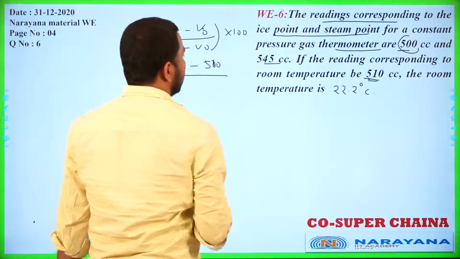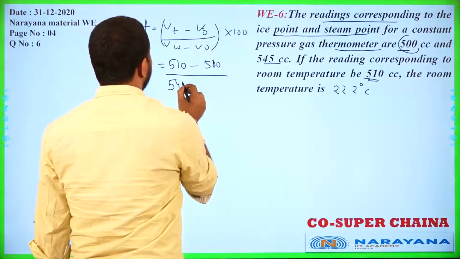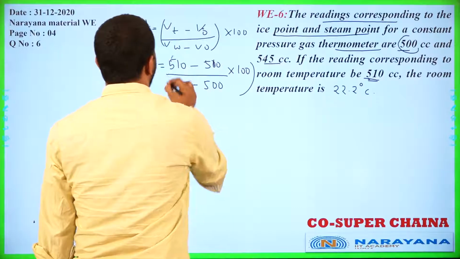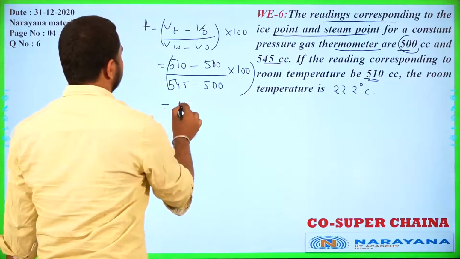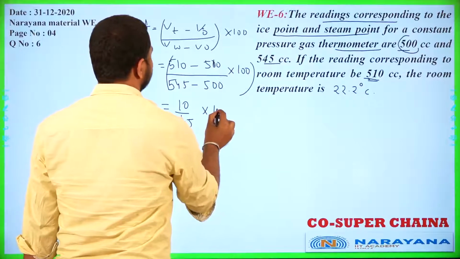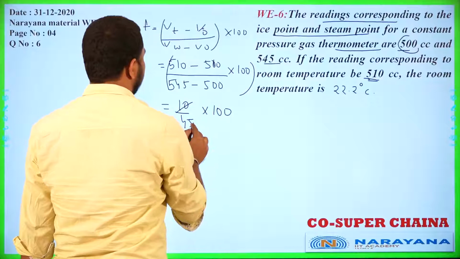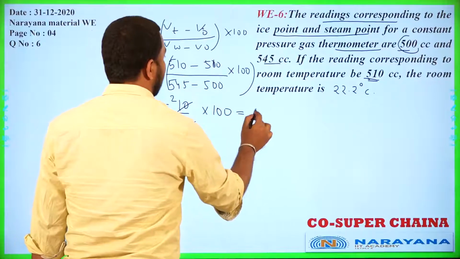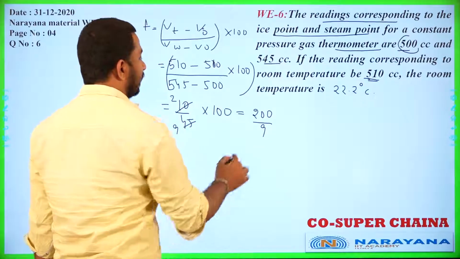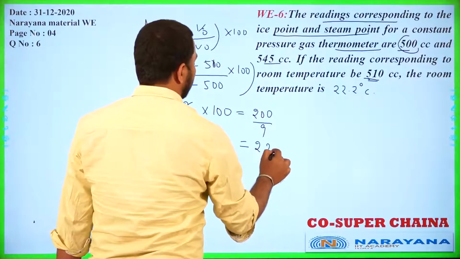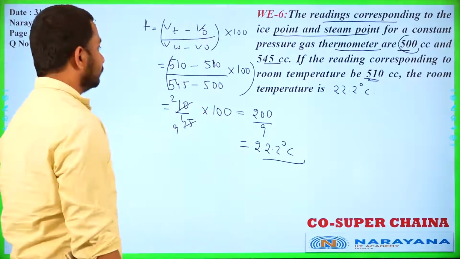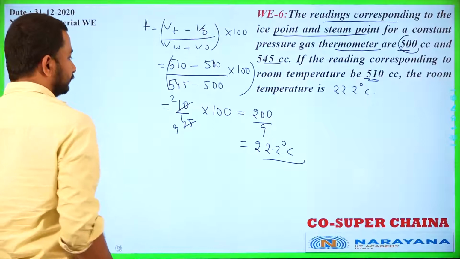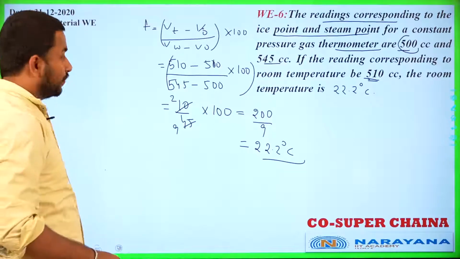So (510 minus 500) by (545 minus 500) into 100. Now this will be 10 by 45 into 100. Now you simplify this. This will be coming to be 200 by 9, and this will come to be around 22.2 degrees Celsius. Just substitute the values carefully and you will get the answer. Let's move to the next question.